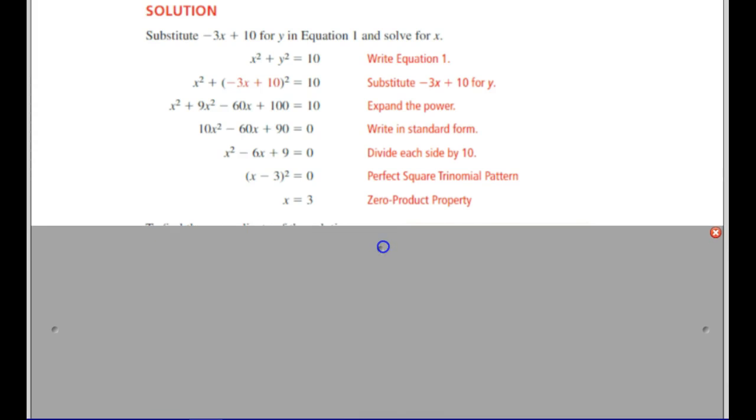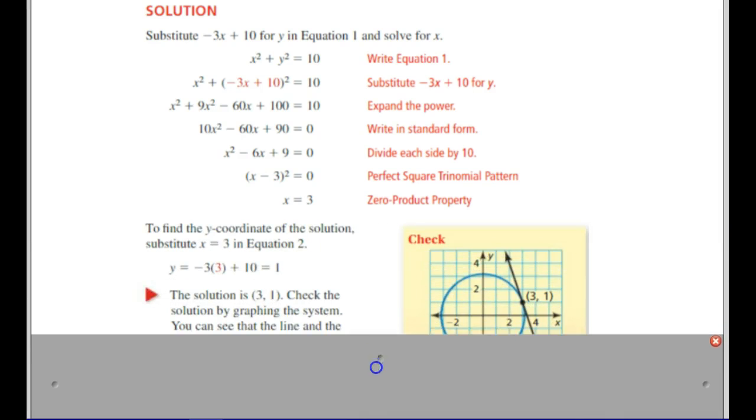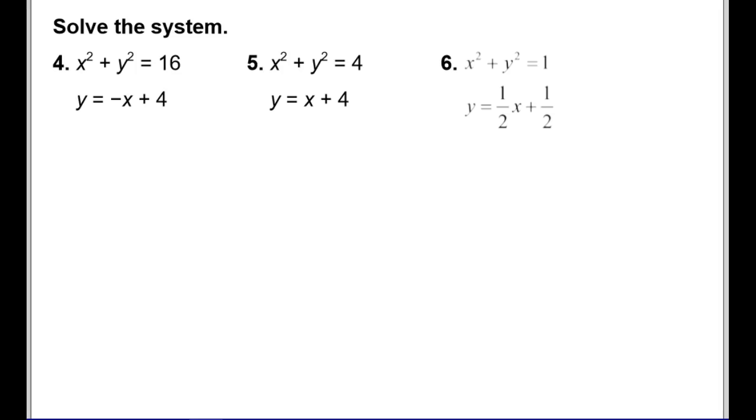Okay, so now I have to find the y part. So I take this and plug it back into my original equation. I would use equation 2 just because it's easier, and then I can double check my solution. And you'll see here that I have the circle and the line, and they do connect in one place. So I know I was right. So here are several more systems for you to try. Again, these ones are with circles. Definitely try number 6 here with fractions, because you're going to be dealing with some fractions as well.